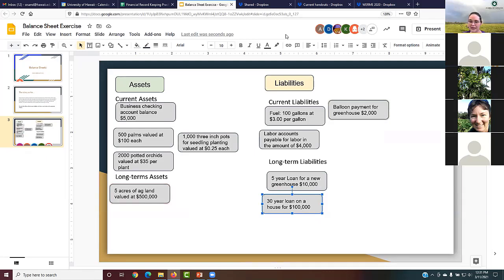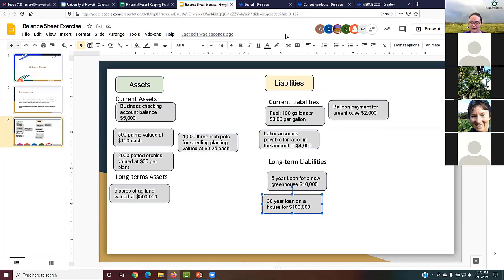So would you put that as a current asset or a long-term asset? I guess it depends when you plan to sell it. Yeah, it could be either one. I totally did that one. That was me and not Stuart. Some of these I was like, let's see what they decide. Balloon payment for the greenhouse is a current liability. Fuel, yep, that you owe is a current liability. Labor accounts payable, yes, is 4,000.